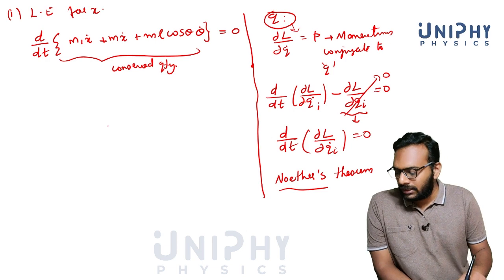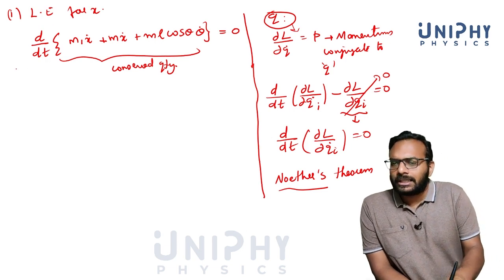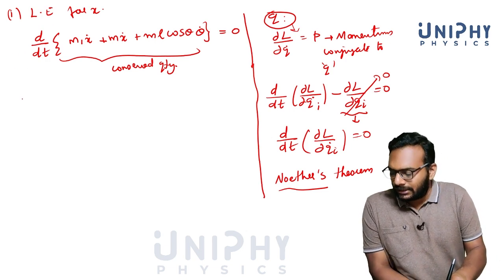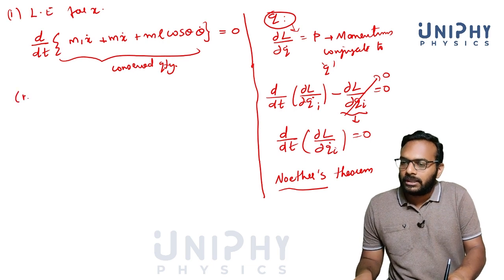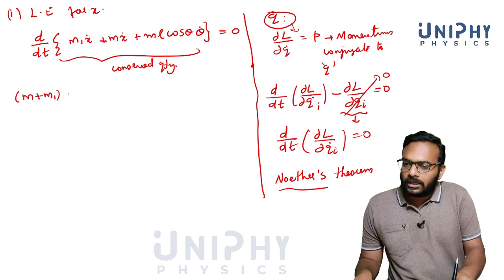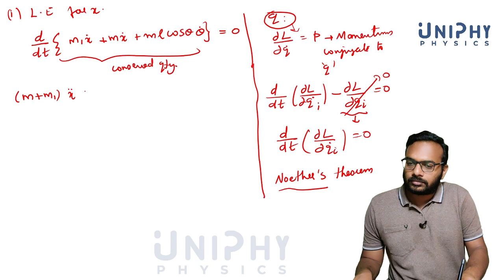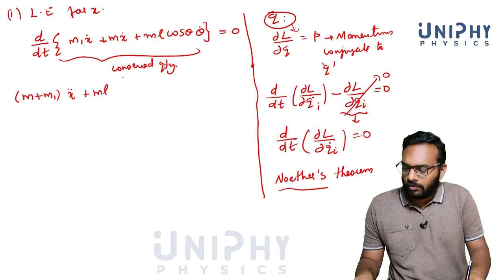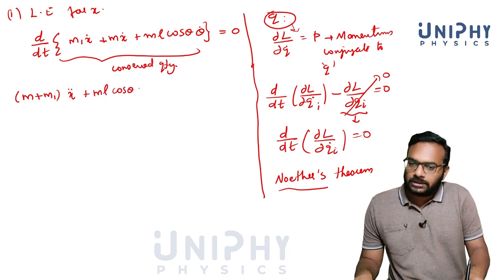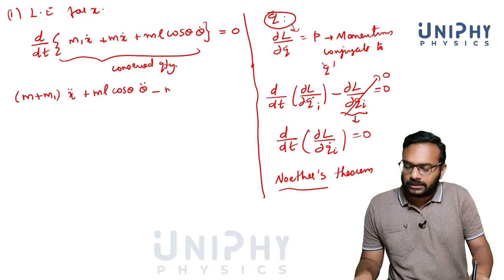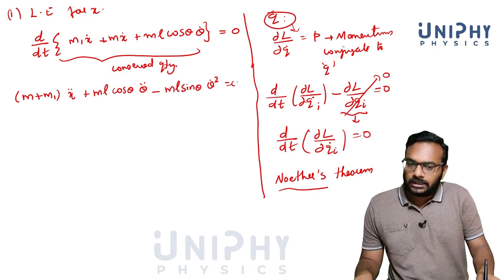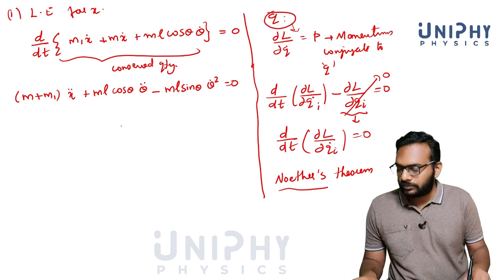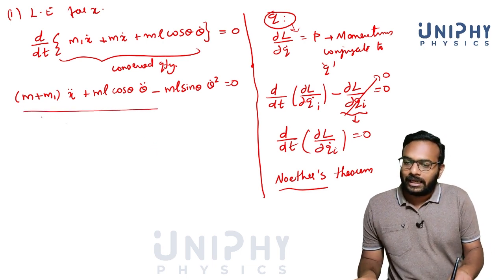There is some conserved quantity here. Now we can just simplify this. You can take the derivative and the final result would be (m + m1) ẍ + ml cos theta theta double dot minus ml sin theta theta dot squared is equal to 0. This is the equation for x. We can find the equation for theta also.